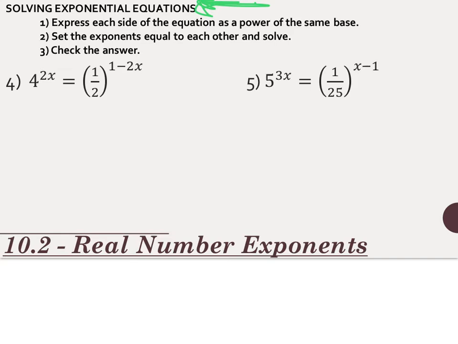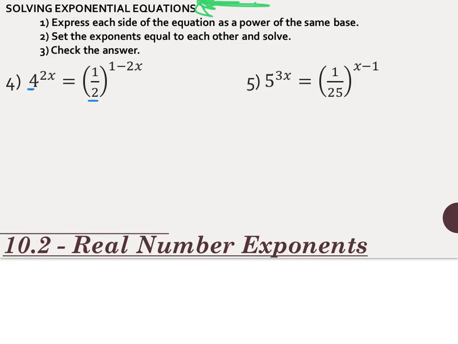The reason we could do all the examples we just did is because they had a base of 2, or they had a base of 5, or they both had a base of 3. With this one, I want to get my bases the same. Right now, one has a base of 4 and one has a base of a half. So I'm going to convert those to have the same base. We kind of did this yesterday.